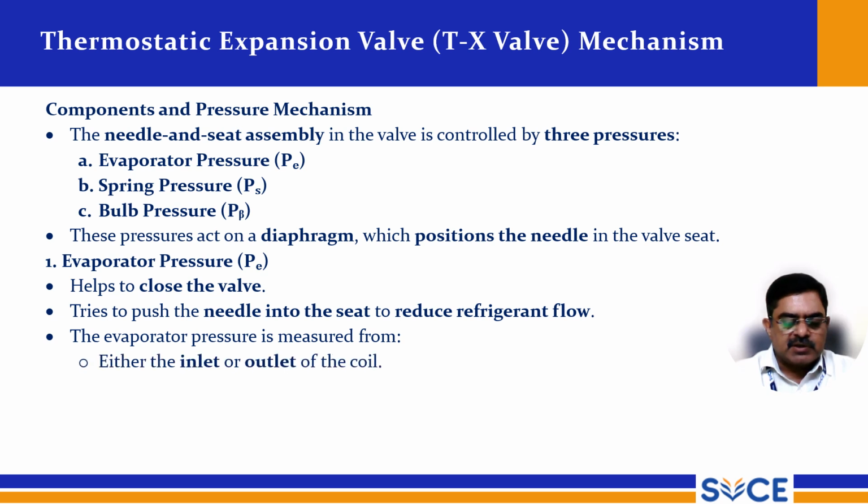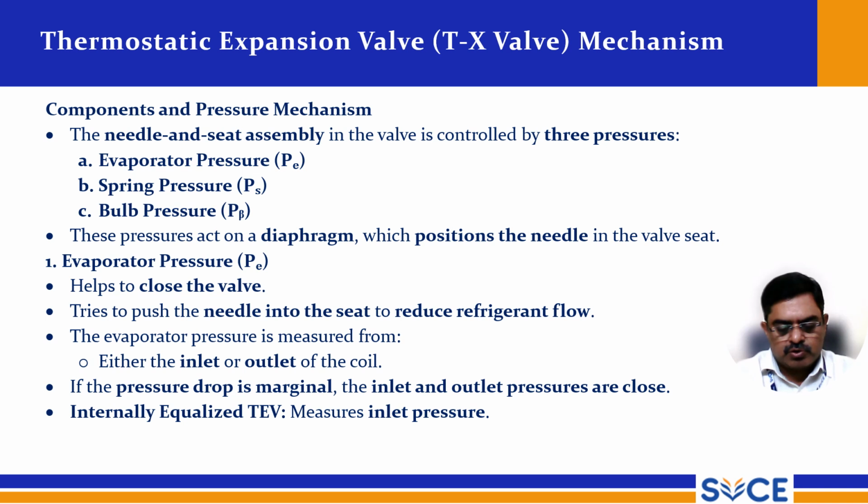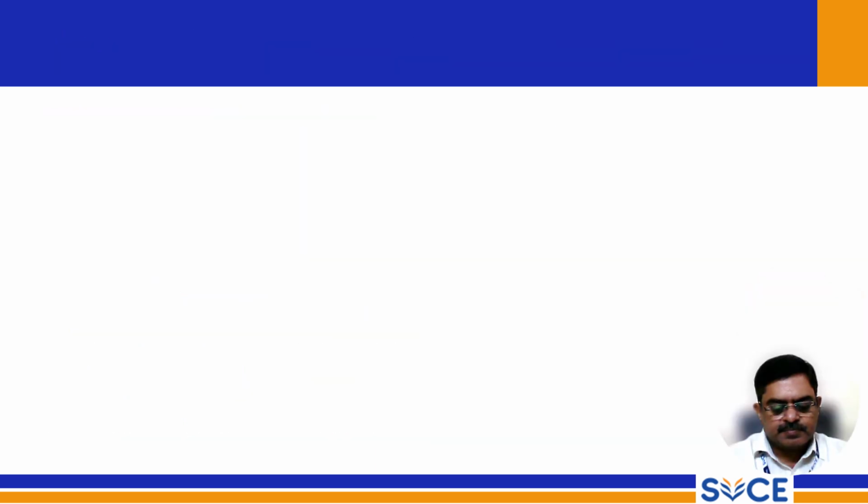The evaporator pressure is measured from either the inlet or the outlet of the coil. If the pressure drop is marginal, the inlet and outlet pressures are close. An internally equalized TEV, that is a thermostatic expansion valve, measures inlet pressure. An externally equalized TEV measures outlet pressure.